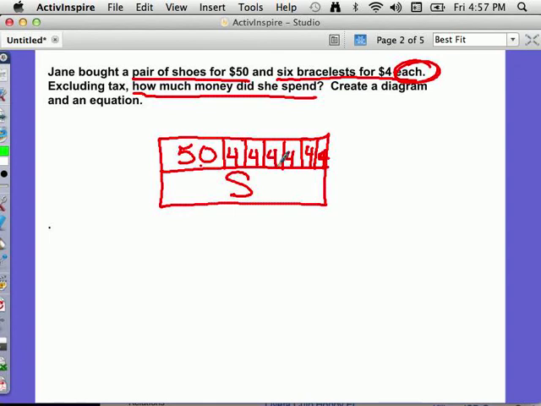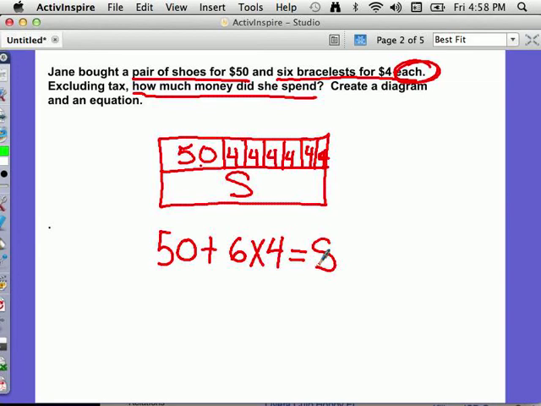Well, I can base my equation off of my diagram here. I know that I'm looking for her total that she spent. So she spent $50 on her pair of shoes, and I'm going to add that to the cost of my bracelets, which were 6 bracelets at $4 each. So I'm going to have 6 bracelets times 4. So my total equation would be 50 plus 6 times 4 is equal to S for how much she spent total.